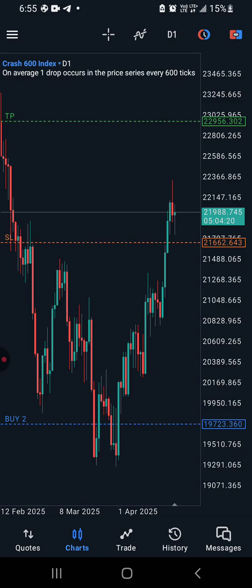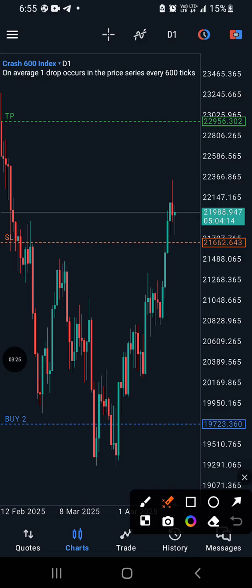Okay, so what we saw on the Boom 1000 index, that was a double top. Over here we got a double bottom pattern. Very simple. So this is like a reverse pattern of what happened on the Boom 1000. That's what is reversed in the Crash 600 index. This is very simple. Also, we have our TP here, and this one is a very massive impulsive move.